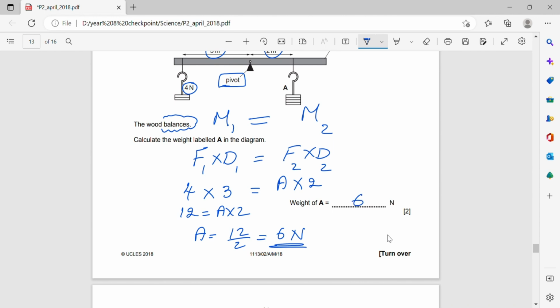So whenever we have a pivot and we have balance, we have the value of the moment. So we can find the force by applying the formula that F1 D1 is equal to F2 D2, and finally we get the weight of A.